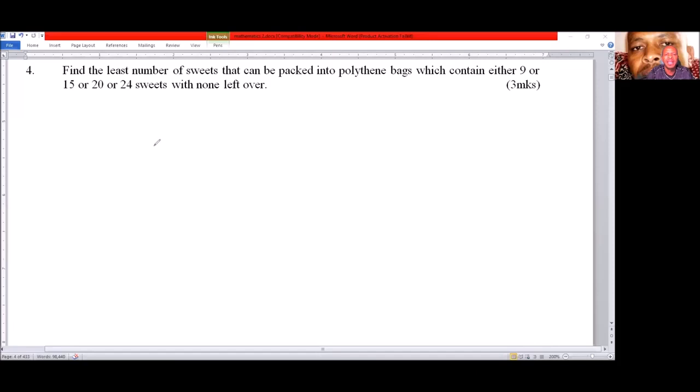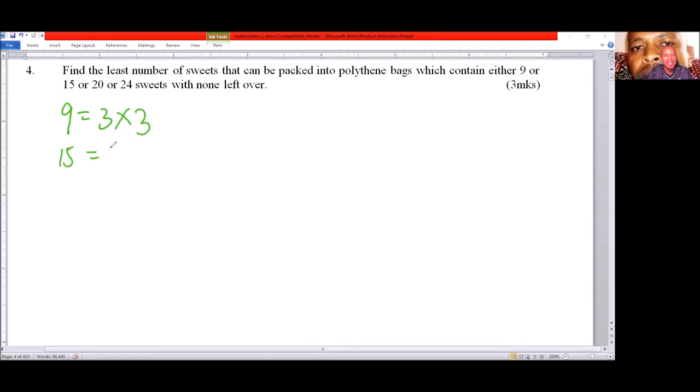And that fourth question: find the least number of sweets that can be put into a polythene bag which contains either 9 or 15 or 20 or 24 sweets with none left over. So if we get a bag, it will be the LCM of 9, 15, 20, and 24, because that LCM will be a bag that can fit packets of 9 sweets, packets of 15, packets of 20, and packets of 24. So we write 9 is equal to 3 times 3, those are the factors.